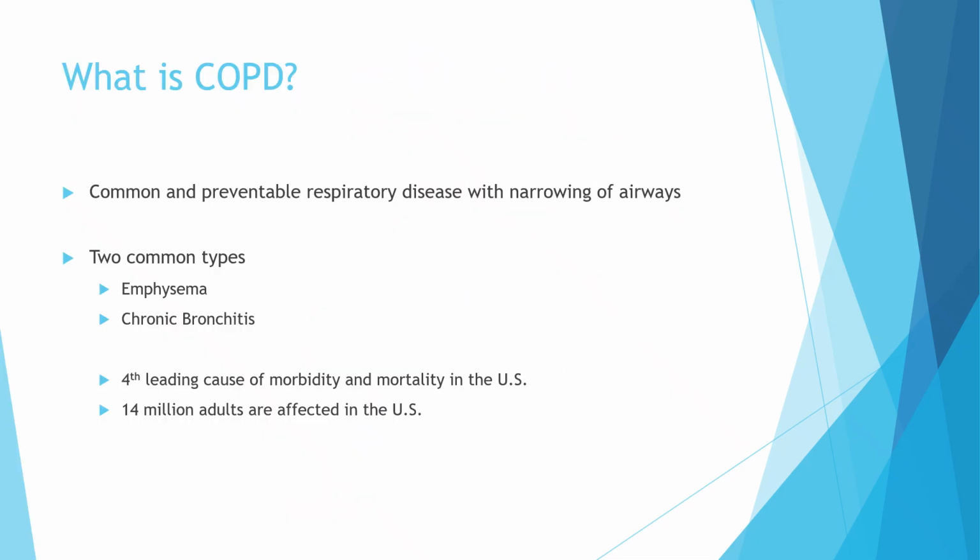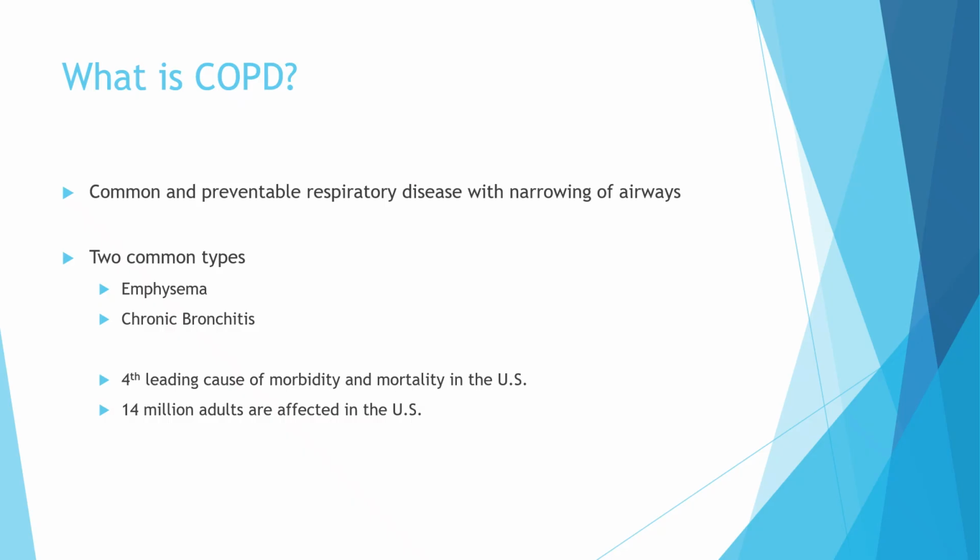So what is COPD? COPD is a common and preventable respiratory disease with the narrowing of airways. So there are two common types. So there's emphysema, which is the loss of lung elasticity and hyperinflation of the lungs, which results in dyspnea and a need for an increased respiratory rate. And then we have chronic bronchitis.